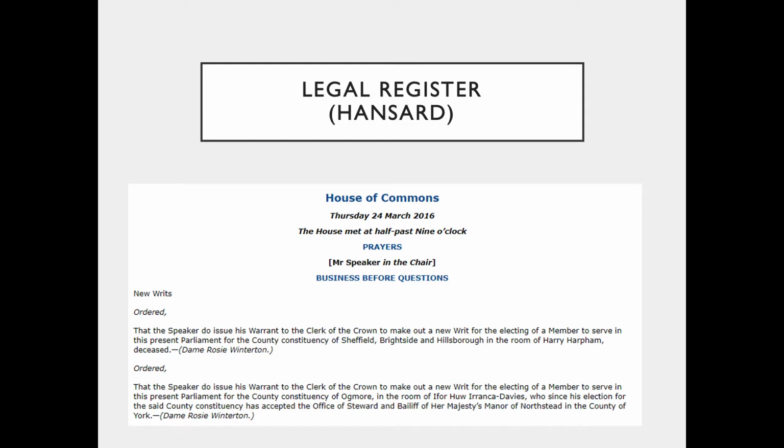So we can see from this, at the very top, this is the House of Commons, and we've got the date and the time. And then once the House met, there were prayers first. We have Mr. Speaker in the chair, which is laid out almost like a play and a sort of direction for the players, if you like, the actors. But it gives us context about who is there.